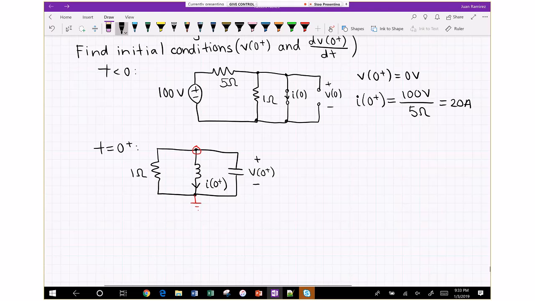Well, one thing is, we know what we're looking for is this: the rate of change of the capacitor voltage right after the transition. And to get that, I need the capacitor current divided by the capacitance. To get the capacitor current, I'm going to do KCL at that red node.